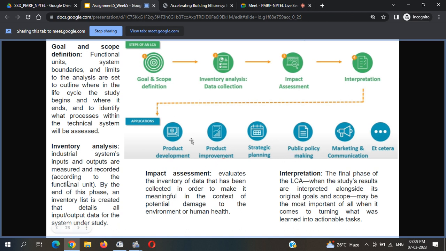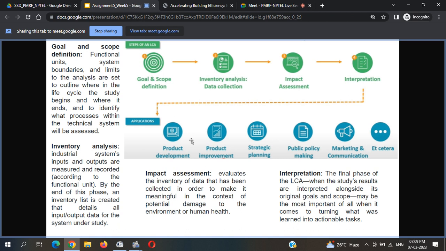Then is the inventory analysis, or the data collection part. In this, all the system inputs and outputs, as we discussed earlier, in that there is a system, then there are things which go in as an input, and then there are emissions or effluents which come as an output.